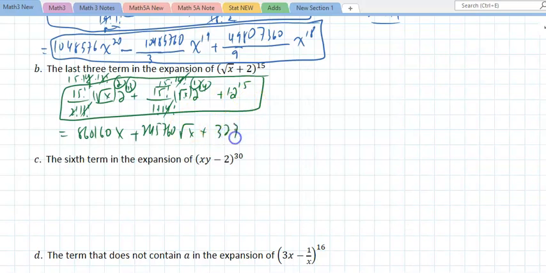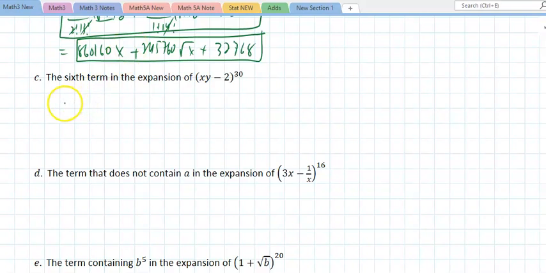32768, 32768. And those are the last three terms. Now I look at the next problem. It says find the sixth term. Well, let's go this way. First term, second term, third term, fourth term, fifth term, sixth term is the one I want.